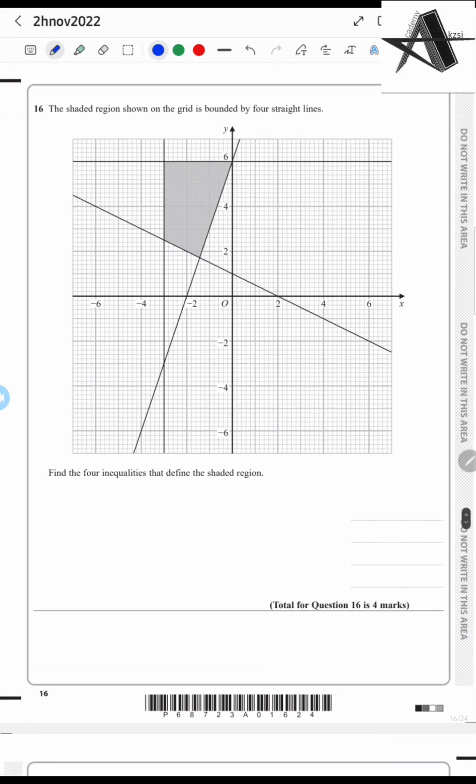The shaded region shown on the grid is bounded by the 4 straight lines. Find the 4 inequalities that define the shaded region. So before I define the inequality, at least we should know the equation of these lines. This is definitely a line parallel to the x-axis and passing through y. So its equation is y equals 6.